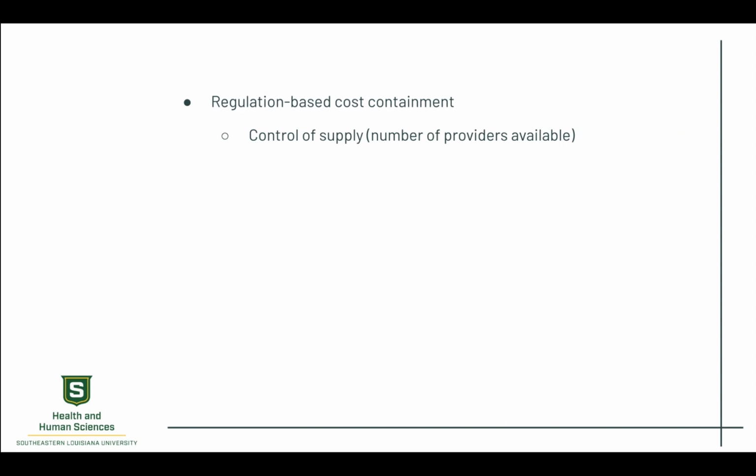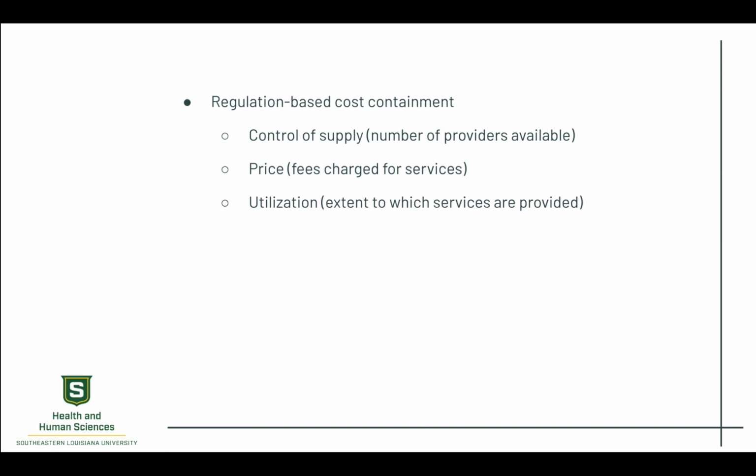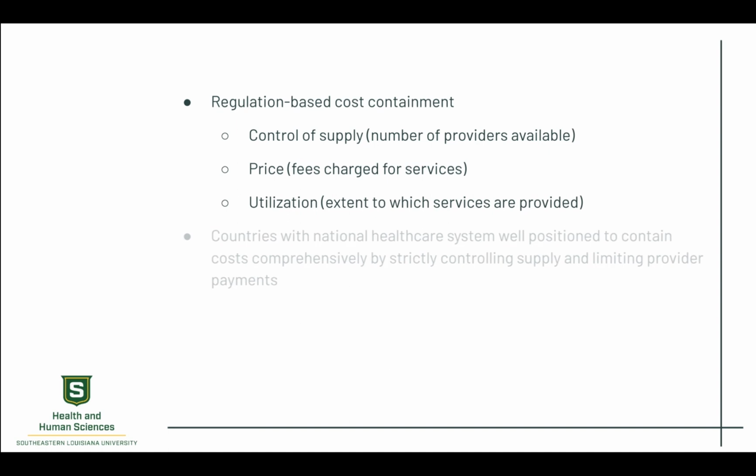So there are a couple of policies that look at cost containment. One of them is controlling the supply, limiting the number of people who can be healthcare service providers. Another thing is to control costs by putting a cap on the fees that can be charged for services. Another is trying to contain utilization, to control the extent to which services can be provided and what services can be provided on public posts.